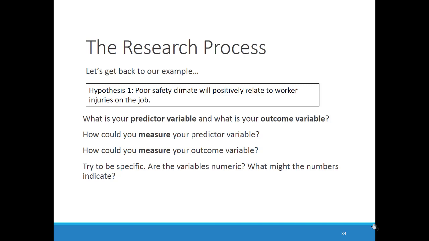Now think about how you can measure your predictor variable. I already mentioned earlier that safety climate is typically measured using surveys. And how about measuring your outcome variable, worker injuries on the job? There are different ways to do this. I'll just provide one example for you, which is that you could get archival data from the organization, and you could match that up with people's responses to their survey.